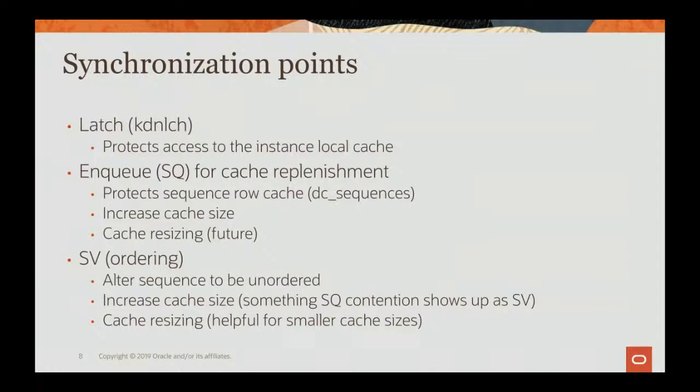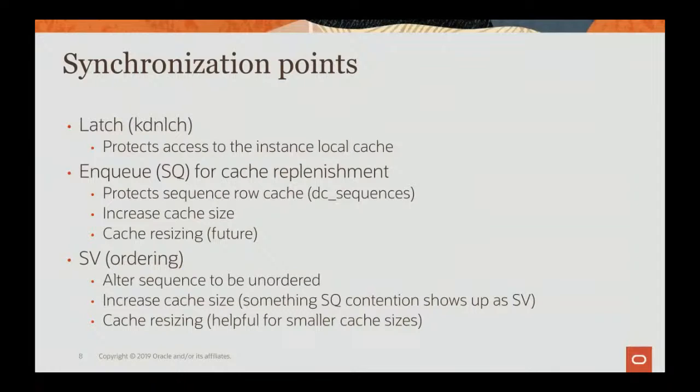Now, the final point of synchronization is specific to ordered sequences. The ordered sequence enqueue is the SV enqueue, and this is how you would see it on the AWR report as well. It's an instance lock, and ordering is enforced by getting this lock and writing the NEXTVAL that must be given out to the enqueue's lock value. This is almost always a source of contention because, like I said, you have to get it for every NEXTVAL. And when you're on RAC, this gets expensive very quickly.